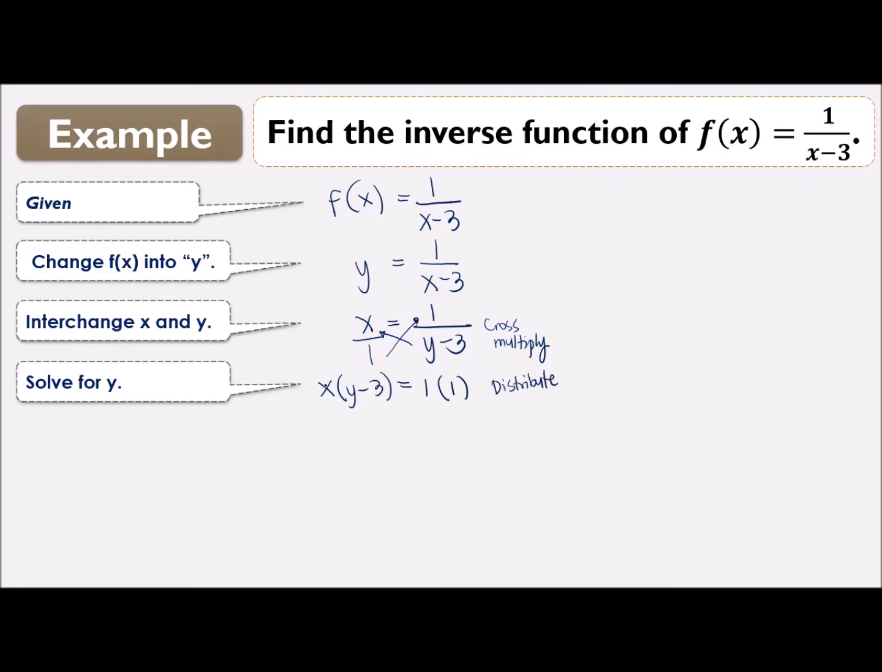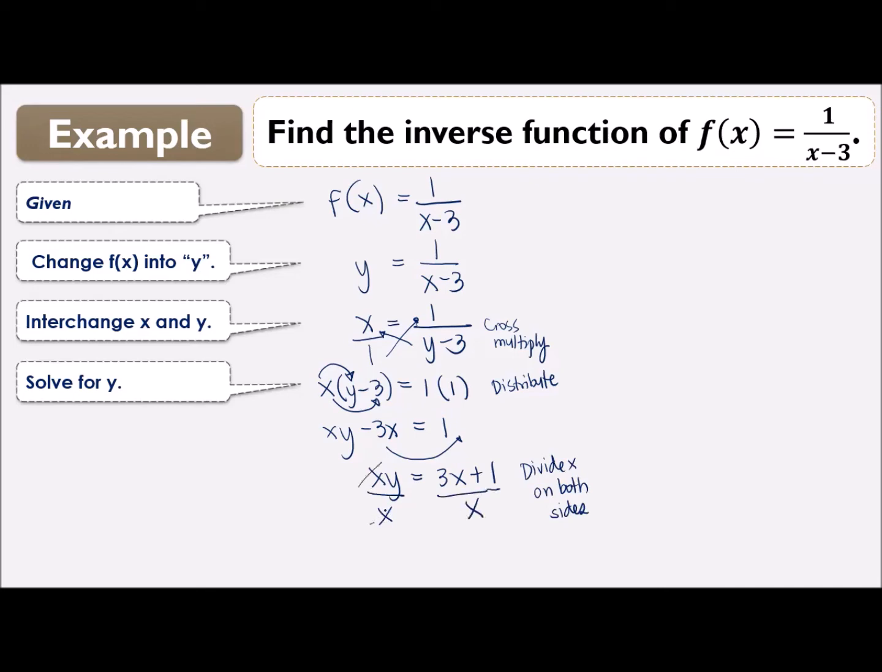And you're just going to distribute. Distribute x on y minus 3. So we will have x times y is xy. And x times negative 3 is negative 3x. And 1 times 1 is 1. Then, ang goal natin, kailangan y lang ang matira. So, hindi natin kailangan si negative 3x. So, magiging xy is equal to 3x plus 1. Tapos, dahil y lang ang kailangan natin, so divide x on both sides. So, magiging over x.